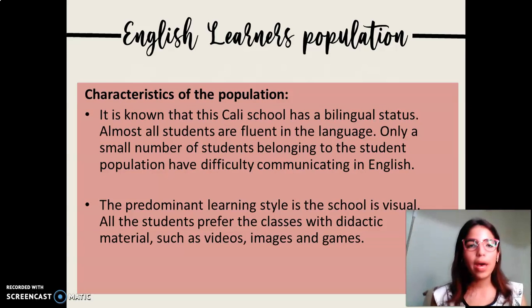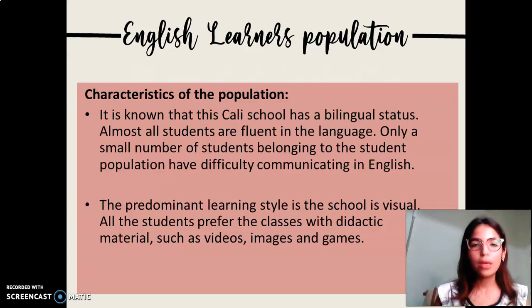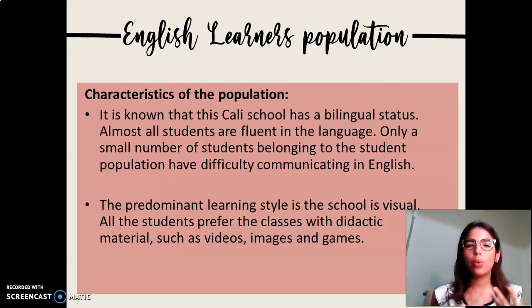Now we have the characteristics of the population. It is known that this Cali school has a bilingual status, so almost all the students are fluent in the language. Only a small number of students have difficulty communicating in English. The predominant learning style in this population is visual. All the students prefer classes with didactic material such as videos, images, and games.